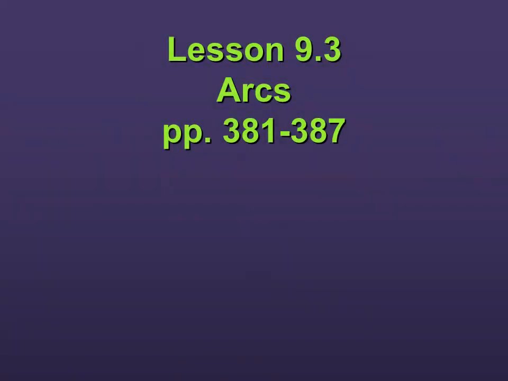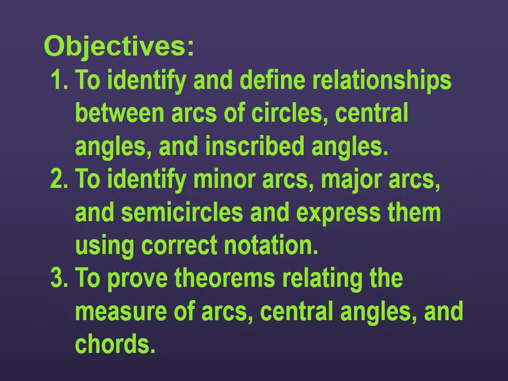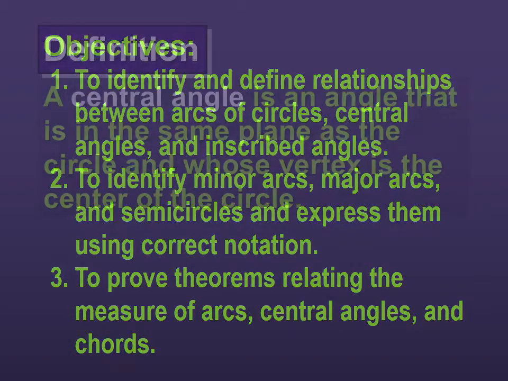Today we are going to look at section 9.3 about arcs. Our objectives today are to identify and define relationships between arcs with circles, central angles, and inscribed angles. We're also going to identify minor arcs, major arcs, semicircles, and talk about their notation. Then we're going to look at some theorems relating the measures of arcs, central angles, and chords.